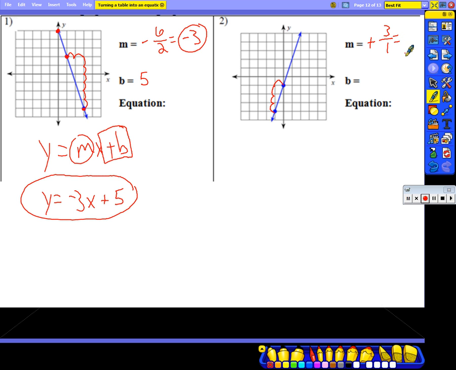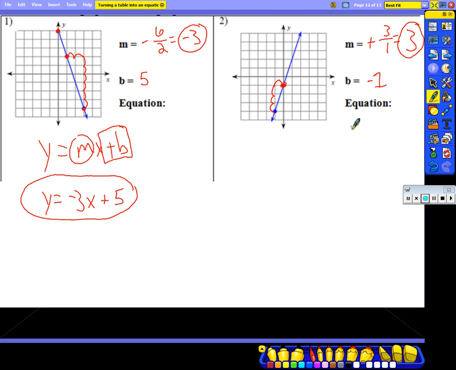Now 3 over 1 can be simplified. 3 divided by 1 equals 3. So that is my slope. My y-intercept is where the line crosses my y-axis, and it crosses it right here at this location where y equals negative 2. I'm sorry, it's negative 1 actually. I start here and I go down just 1.